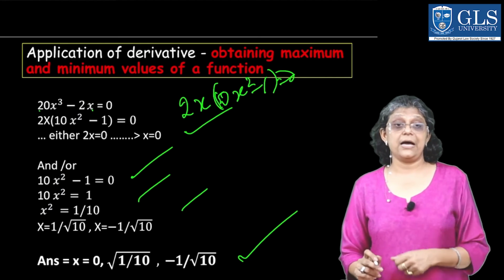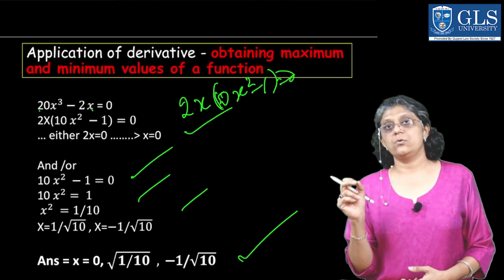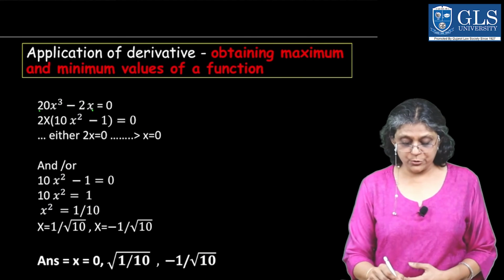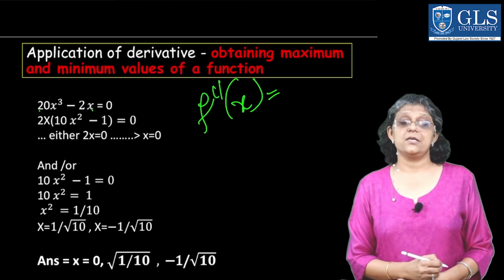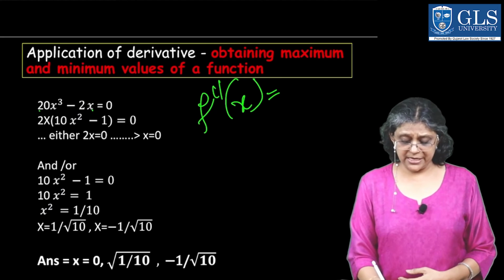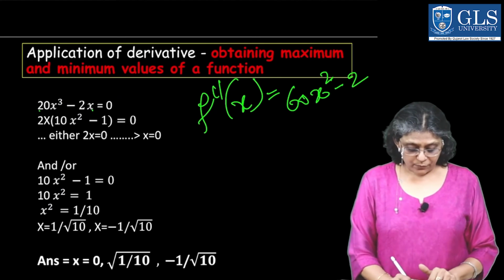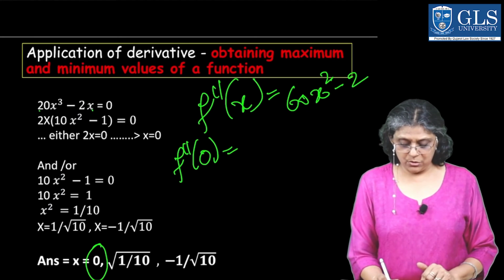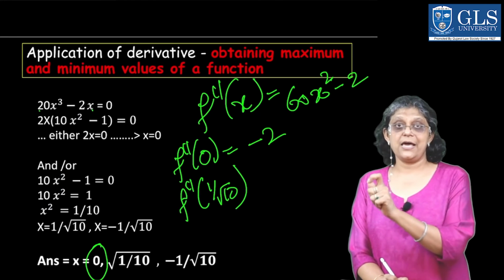So what three values did we get? x equal to 0, x equal to 1 upon root 10, and x equal to minus 1 upon root 10. What do we have to do with these values? Anyone can tell me what I have to do now? The next step is to put them into the f double dash x equation. The f double dash x equation was 60x square minus 2. So first I will put 0. Clear? If I say f double dash at 0, my answer is -2. Then f double dash at x equal to 1 upon root 10, wherever there is x, put the value.